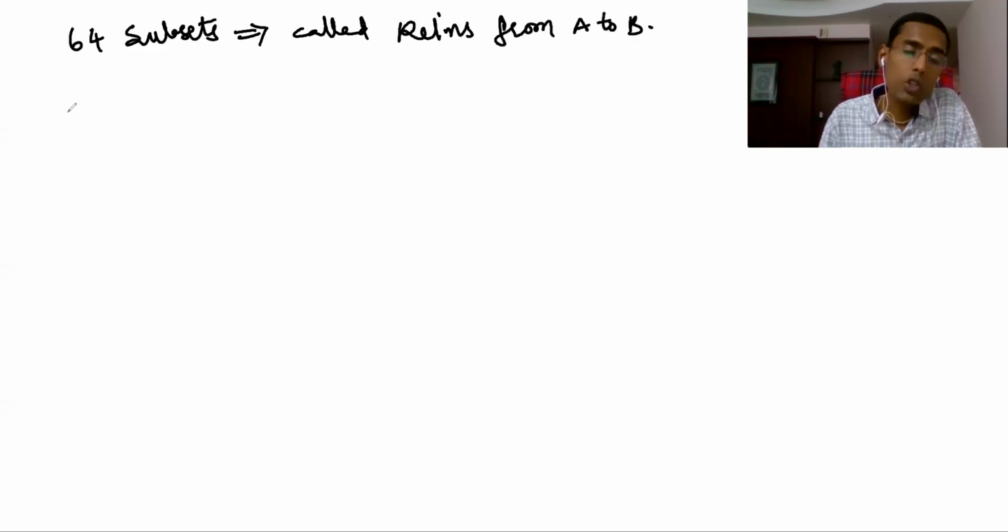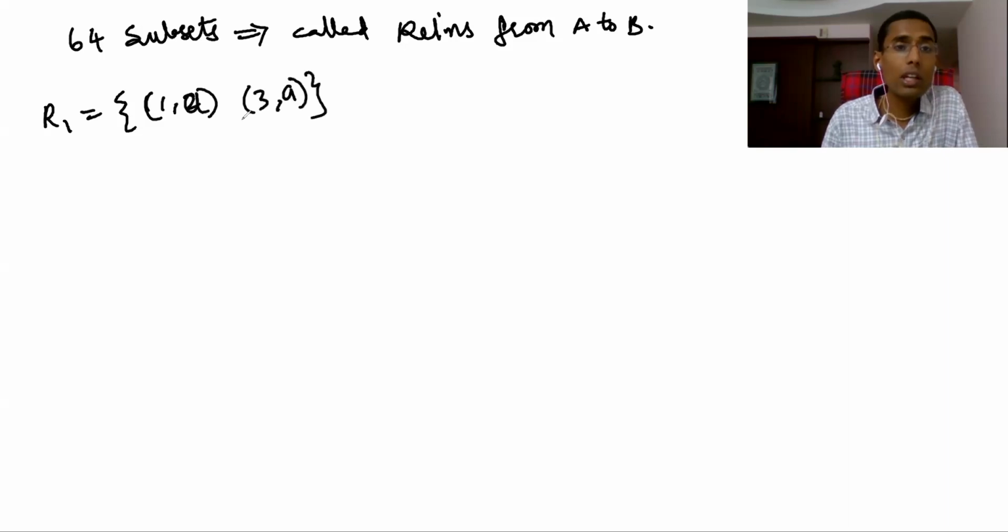Now, for example, I am writing some of the relations. Relation 1 I am writing. A cross B has 6 elements, and I am taking from that: 1 comma A, 3 comma A. This is one relation. We can write this relation using a Venn diagram, by using an arrow diagram. This is A, let's take, and this is B.